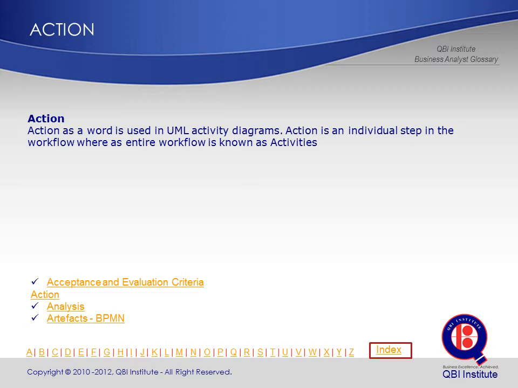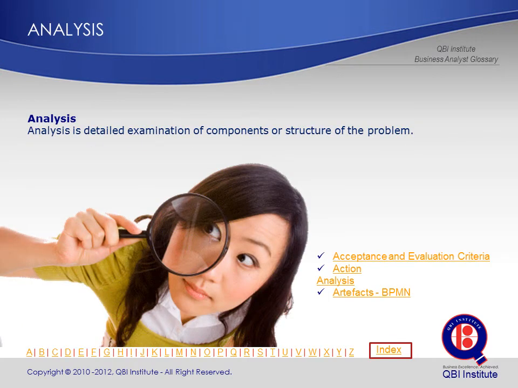Action. Action is the word used in UML activity diagrams. Action is an individual step in the workflow, whereas the entire workflow is known as activities. Analysis. Analysis is detailed examination of components of structure of the problem.